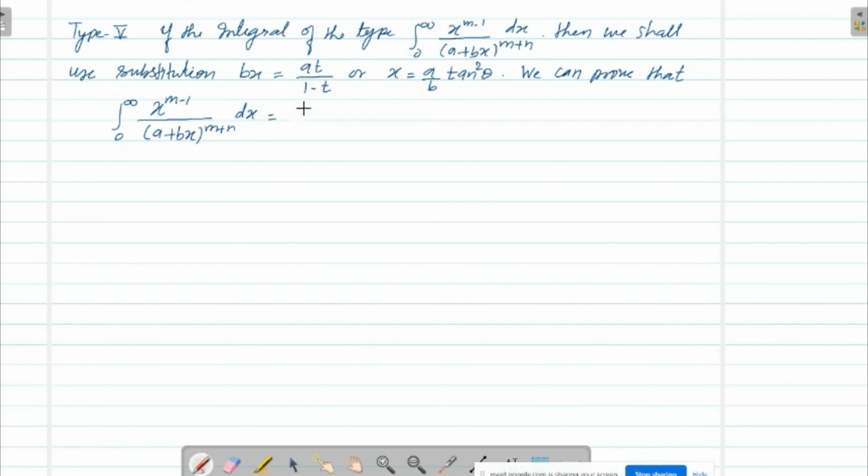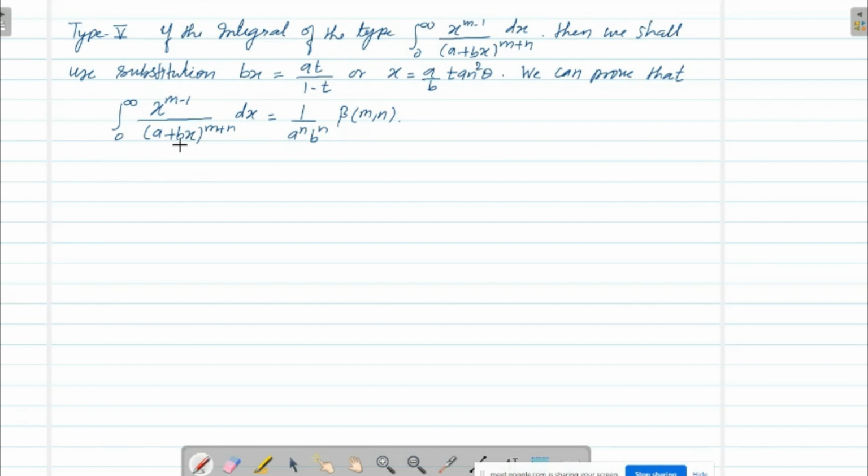Your integral becomes 1 upon a raised to n into b raised to n and beta of m, n. By substituting this you can prove the integral equal to 1 upon a raised to n into b raised to n and beta of m, n. Now further you can prove, by applying the relation between beta and gamma function, that it is 1 upon a raised to n into b raised to n into gamma of m into gamma of n divided by gamma of m plus n.